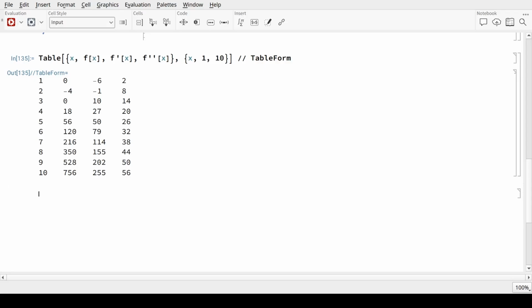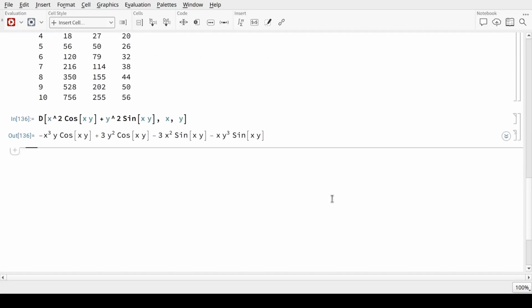Now, the D function also supports differentiation in relation to multiple variables. That is, you have x squared, let's say cosine of x, let's add y in there, then plus y squared, then we have sine of x and y, and we will differentiate it in terms of x and y. And voila, it gets done.